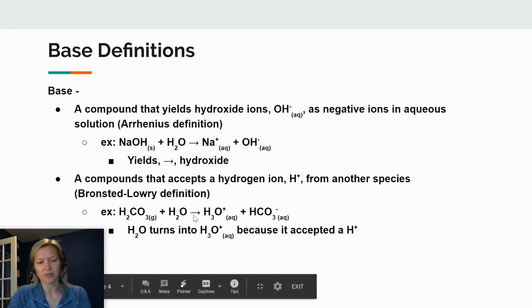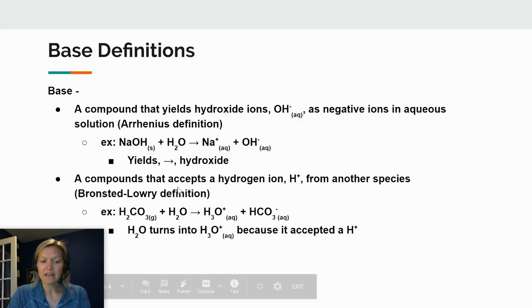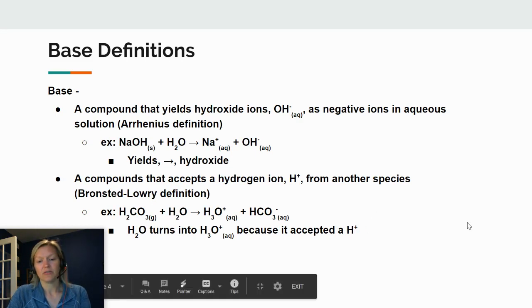So this is the same equation as the acid. We said that this was an acid, and we knew it was an acid because it gave away a hydrogen, which means this water is accepting that hydrogen because it has one more hydrogen on the other side of the arrow. When we look at this, you'll generally have an acid plus a base for these equations.